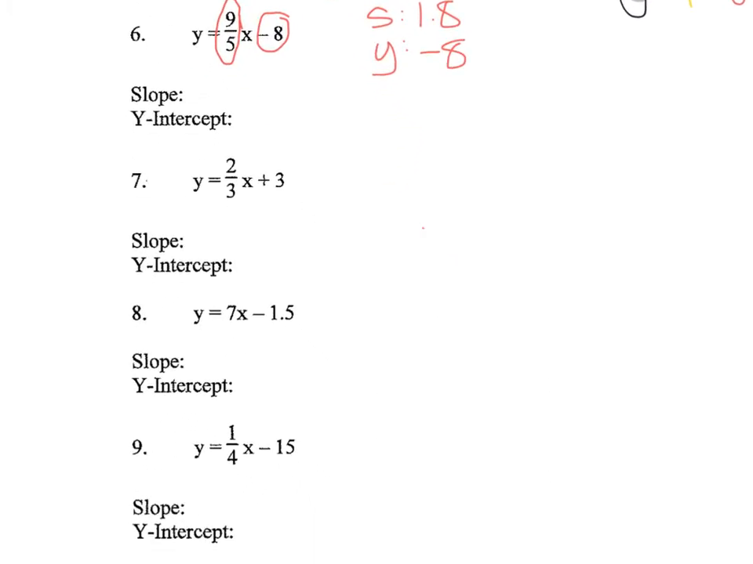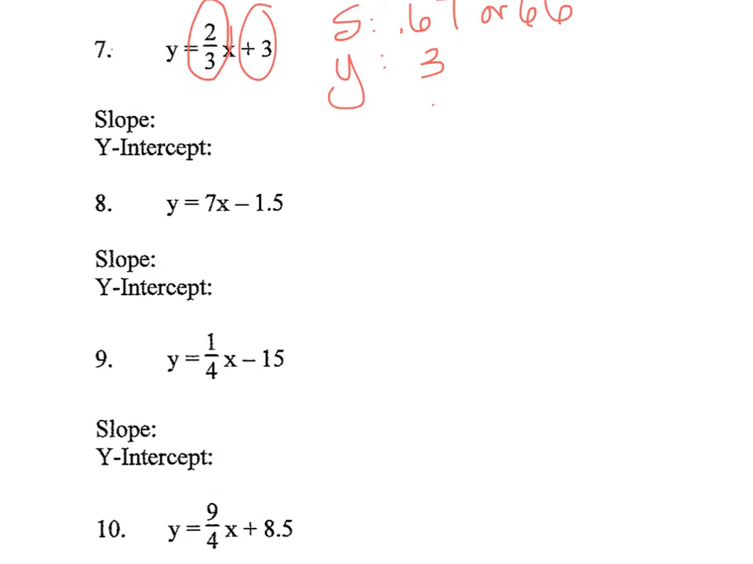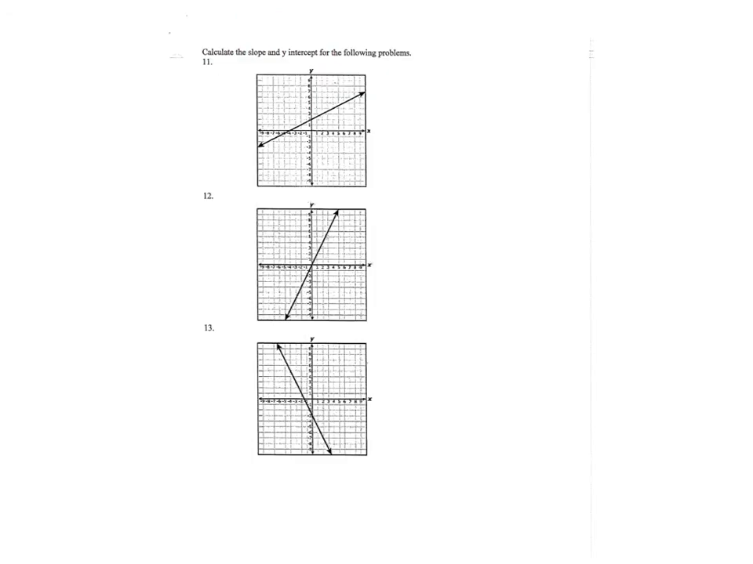Same thing on this one. My slope is right here, but I need to turn that into a decimal. So my slope, 0.6, we'll say 6.7 or 6.6. My y-intercept is the positive 3. And same thing on number 8. Here's my number next to the x. That's the slope. It's positive. And then this number that's extra with the sign in front is my y.